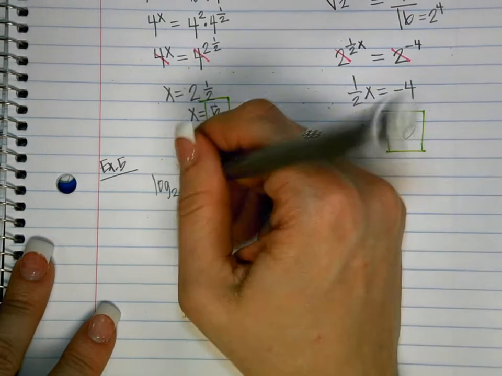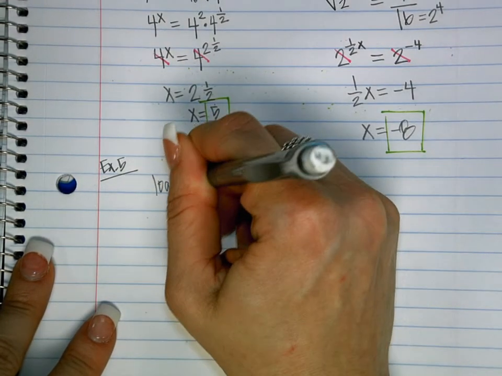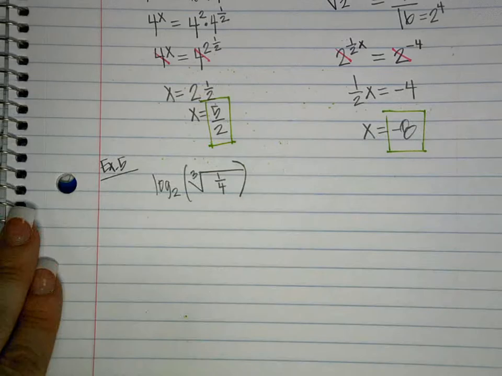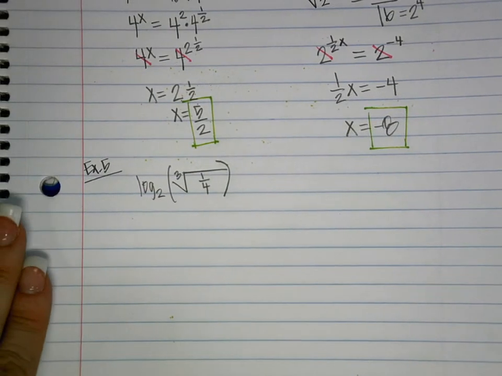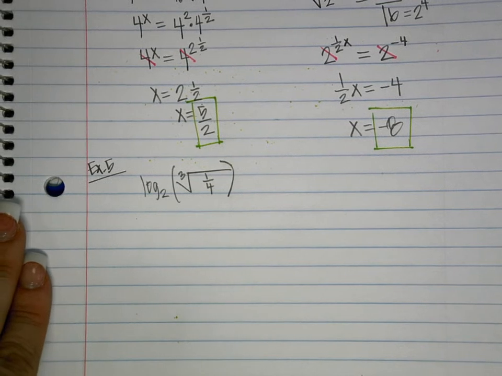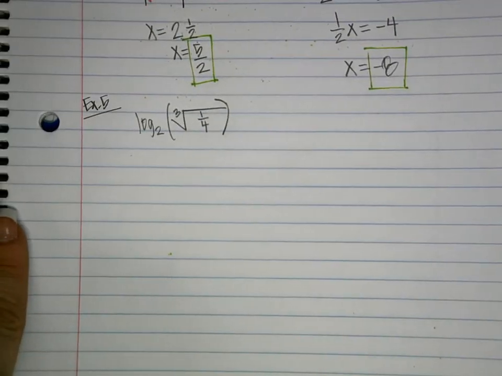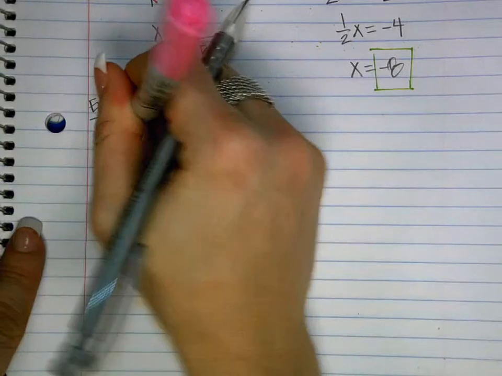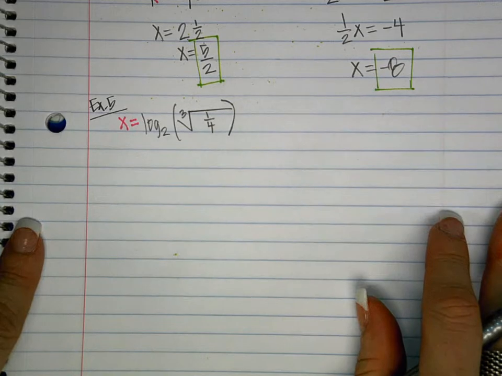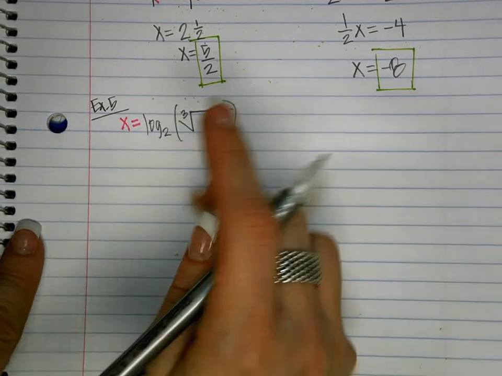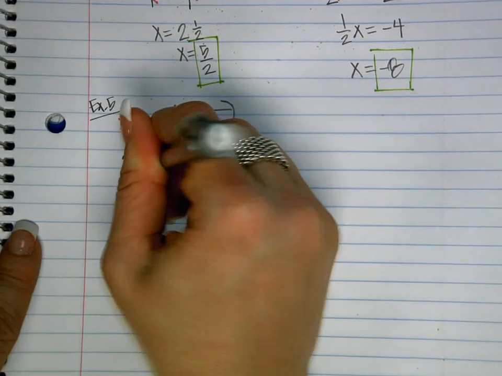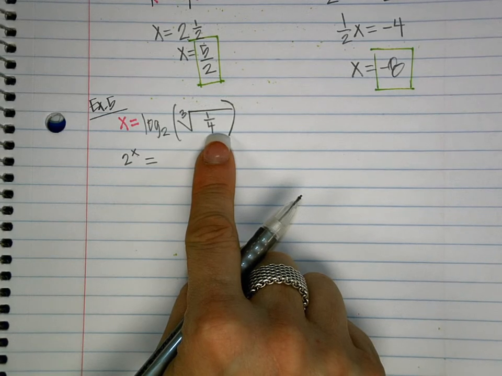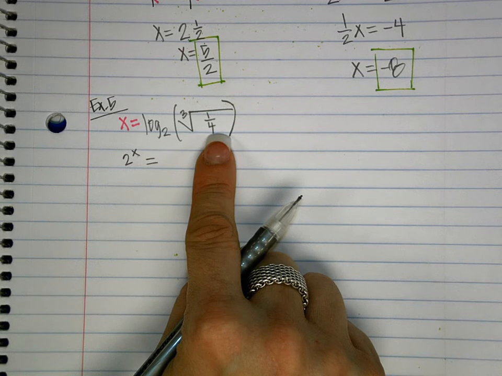Okay, log base 2 of the cube root of 1/4. Log base 2 of the cube root of 1/4. This one's tricky. Still going to do the same thing. We're still going to introduce an x equals. So x is the exponent on 2, so 2 to the x. That equals, how do I rewrite this? Well, let's think about this, okay?